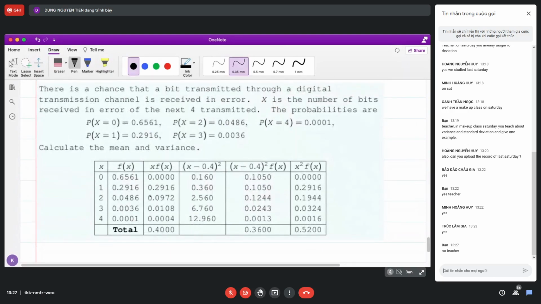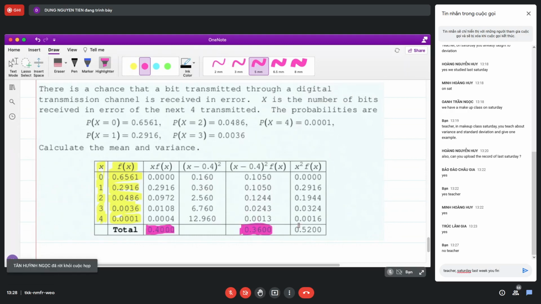If you have a look at the table, you will see that we have the first two columns. The first column gives you all the values that a random variable may take, and the second column gives you the corresponding probability. Then you can find the mean value, which is 0.4. You can also find the variance of x, which is 0.36. That is what I mentioned last time.